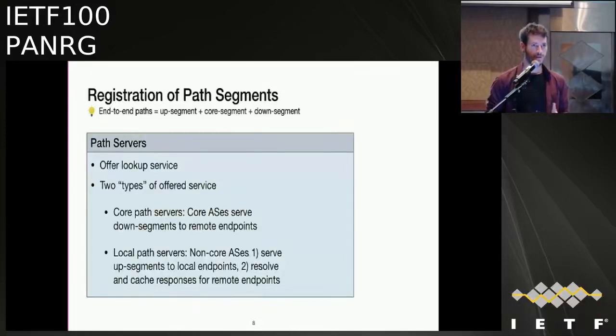Now, these path segments will be registered with a special lookup service that is operated by path servers. And there are two types of this service. First, we have path servers operated by core ASs, and this is where these down segments are initially registered with. And they will serve these down segments to remote endpoints. Then there are path servers that are running at non-core ASs, and they serve a dual purpose. First, they serve up segments to local endpoints, and then they resolve and cast responses of how to reach other remote endpoints.